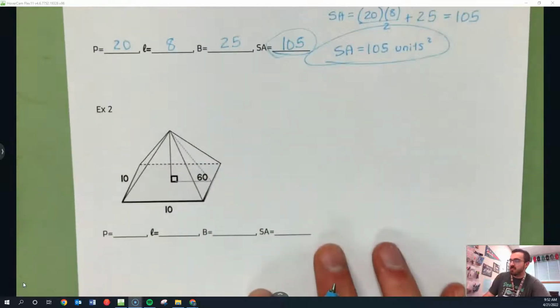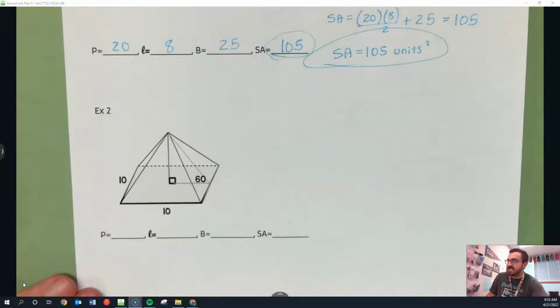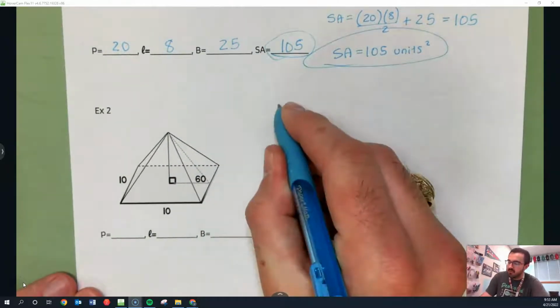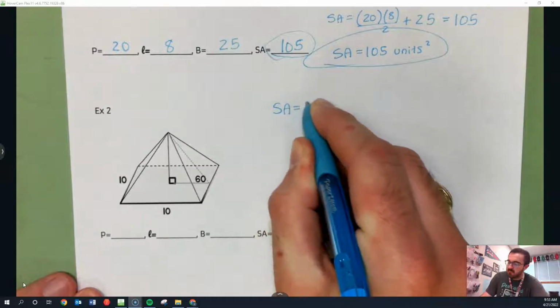So let's do another one. This one is only slightly different. Let's write our formula at the top so we're okay with that.